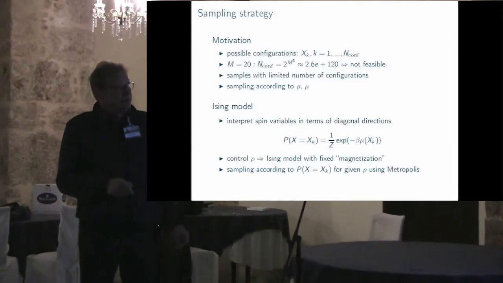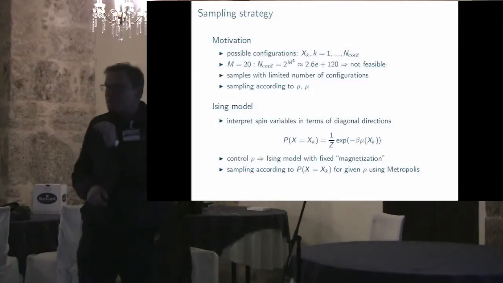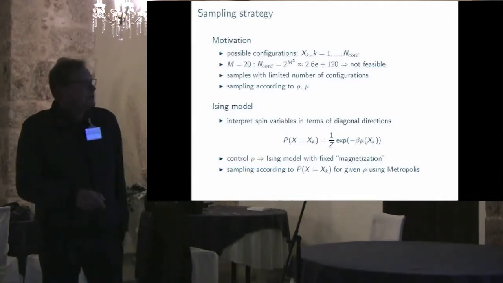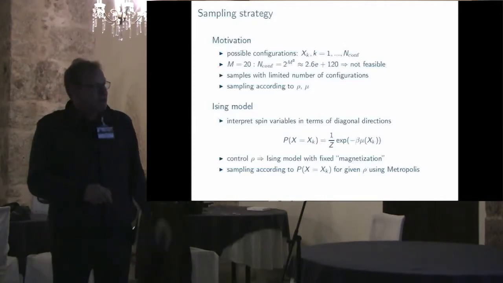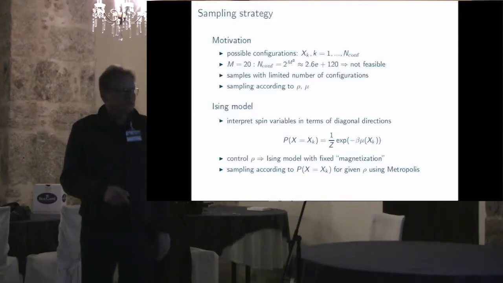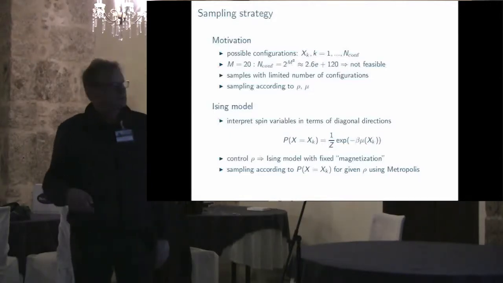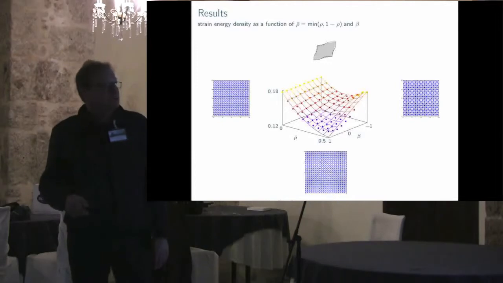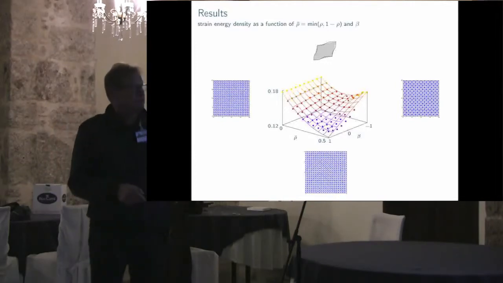Since we do not want to control just the regularity but also the ratio between these two types of diagonals, we used a variant of the Ising model, which is called Ising model with fixed magnetization. And we can sample now by means of this model in combination with an algorithm called the Metropolis Algorithm, configurations according to our characteristics. And the results of this investigation you see here.